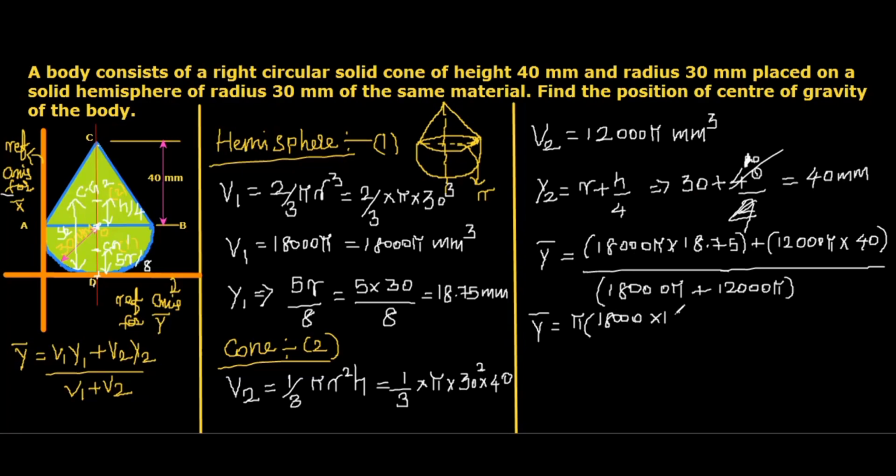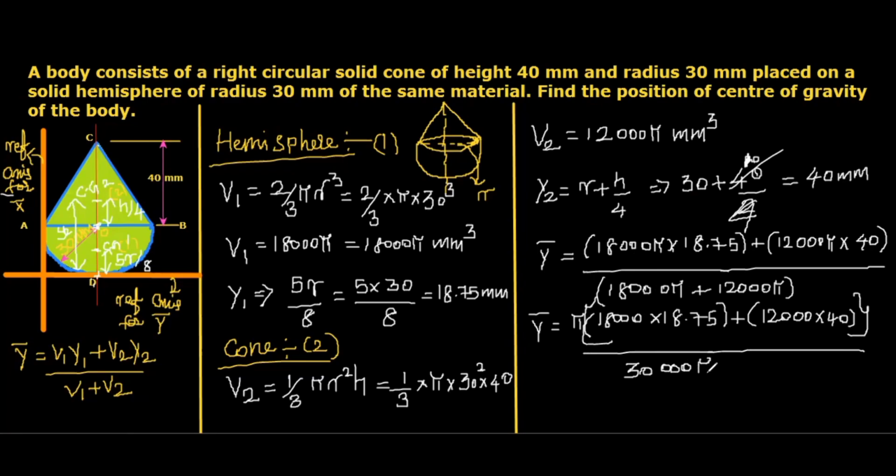Take that pi commonly. The remaining value, 18,000 multiplied with 18.75 plus 12,000 multiplied with 40. For that I had taken the pi commonly. Then this one, 18,000 plus 12,000 pi, we will get actually 30,000 pi. So here you can see this pi and pi will cancel each other. Then we got the value of y bar equal to 27.3 mm. Okay, 27.3 mm.